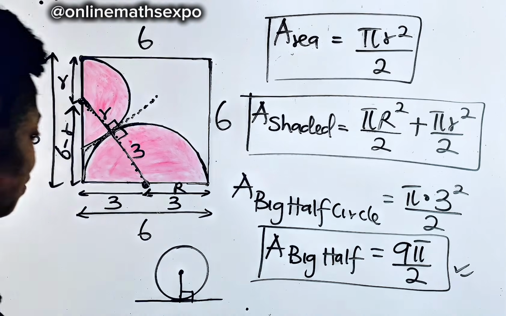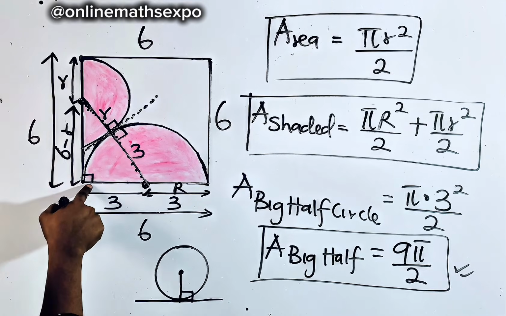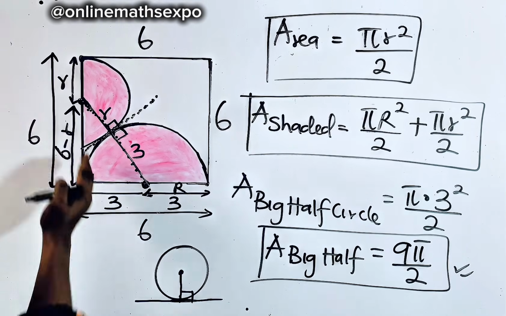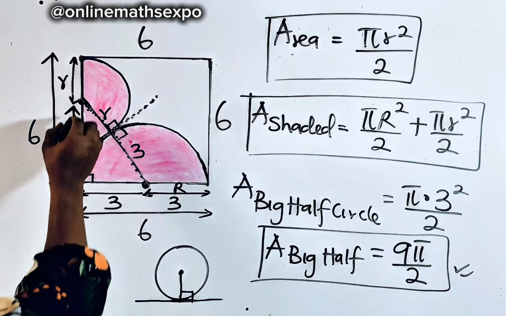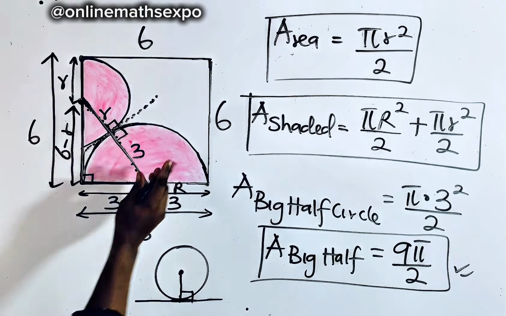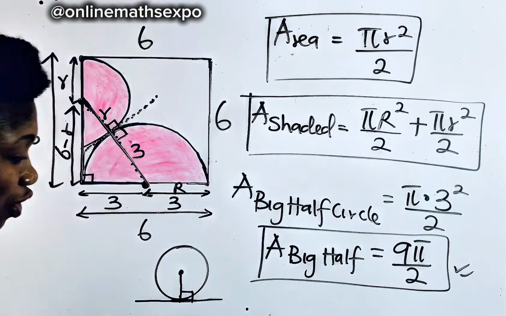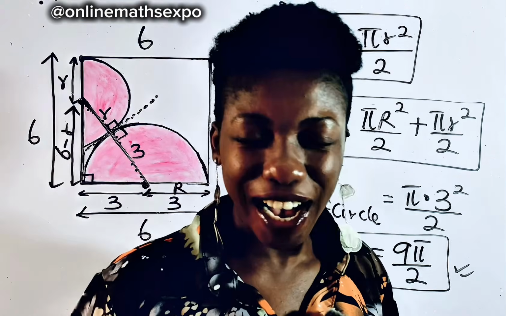Now, what did you observe? Remember that this is your square. It makes angle 90 at this point. And with this, we have been able to form a right triangle. Did you see? We have been able to form a right triangle. Let's bring out this shape and see if it helps us in finding the radius of the small half circle.